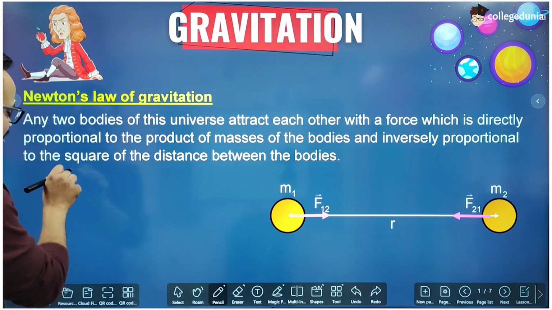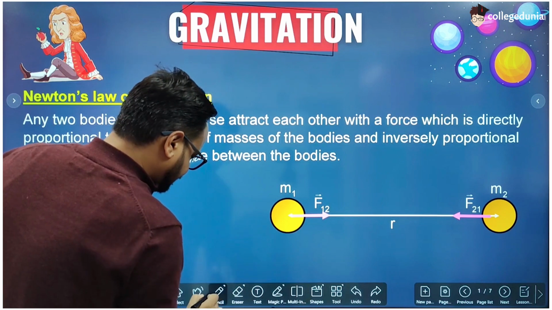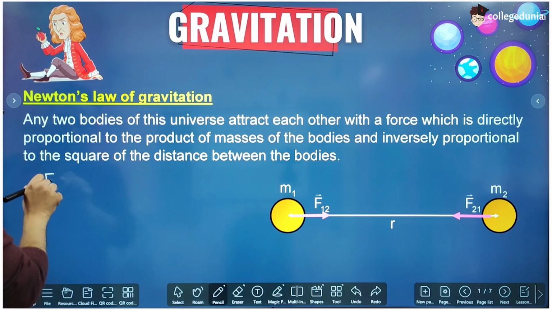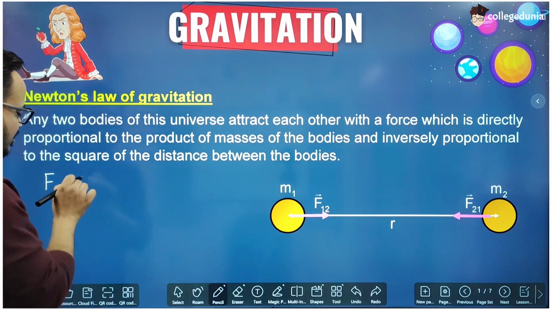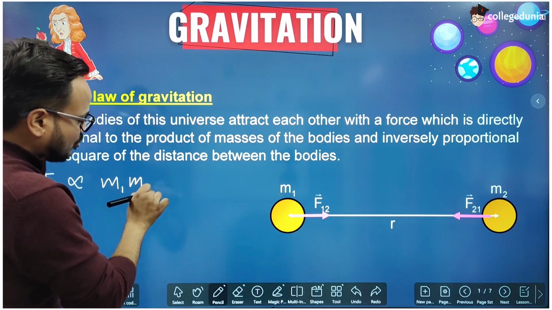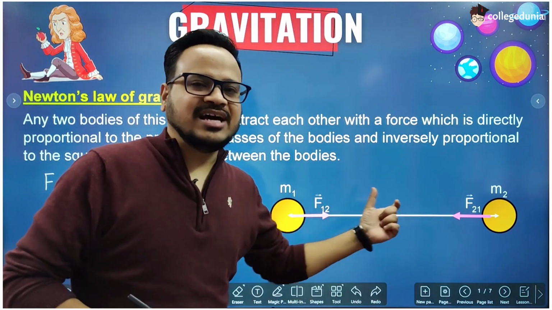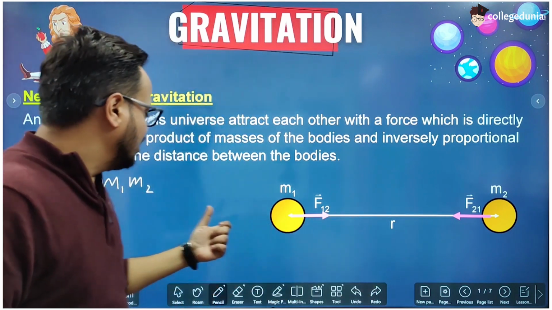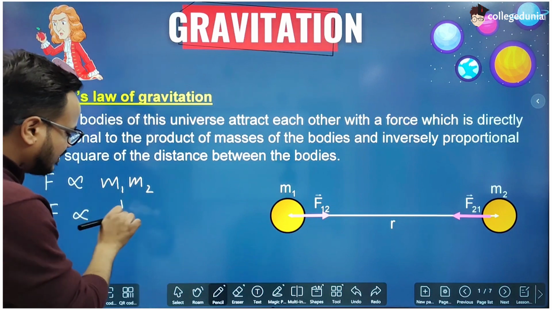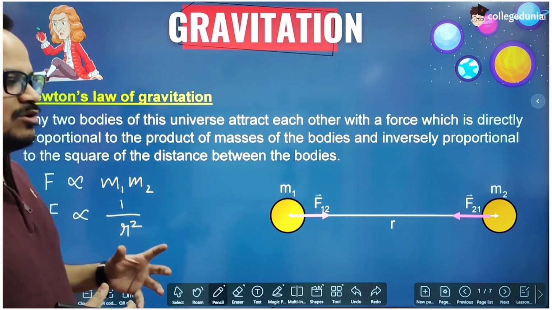So force, oh, red color, I don't like it. So force of attraction between these two bodies is directly proportional to the product of the masses of these two bodies, which means more the mass of the body, more is the gravitational force, right? Second, it says that this force is inversely proportional to the square of the distance between the bodies.